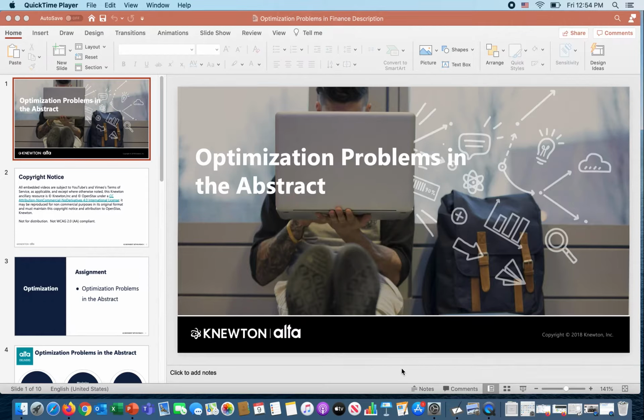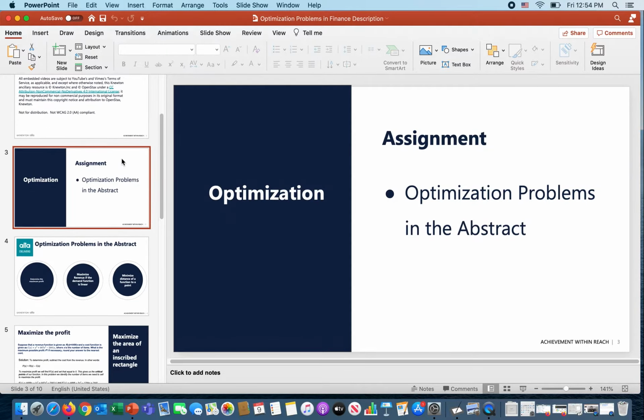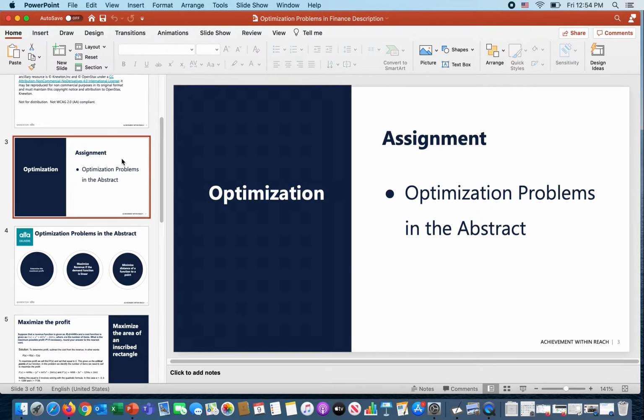So in this video, we have an interesting look at some problems involving optimization. Optimization is the practice of taking an equation and trying to determine what the maximum or minimum value is.